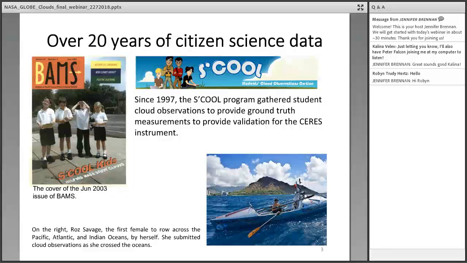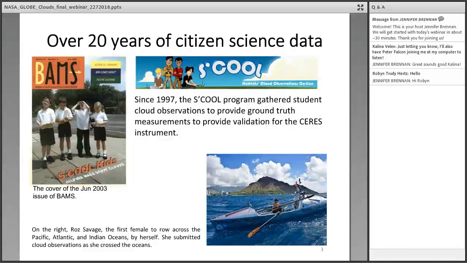SCHOOL stands for Students Cloud Observations Online, and we focus on gathering teachers and students to go outside and do cloud observations. Now again, the CERES instrument looks at the radiant energy, and sometimes it's difficult for it to detect thin, wispy cirrus clouds high up in the atmosphere. So this is how we're using the citizen science observations, to really see what the ground observers are seeing, and how it compares to what we detect with the instrument.